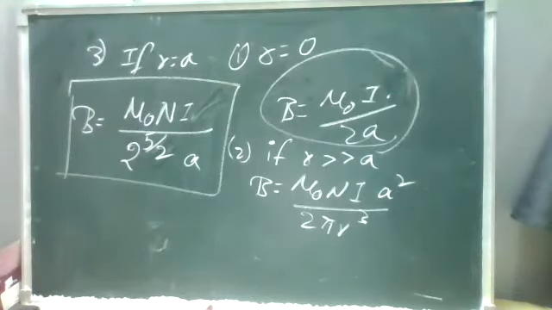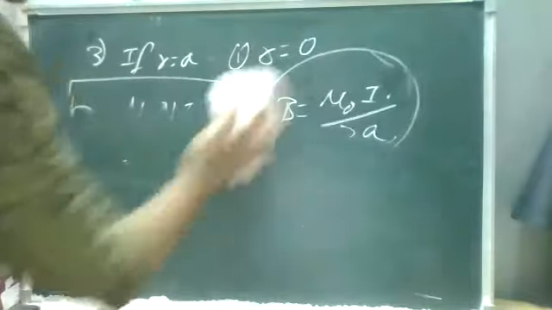Yes, sir. Okay, take a question. The plane of a circular coil is horizontal. It has 10 turns, each of radius 8 centimeters. I'll repeat again. The plane of a circular coil is horizontal.